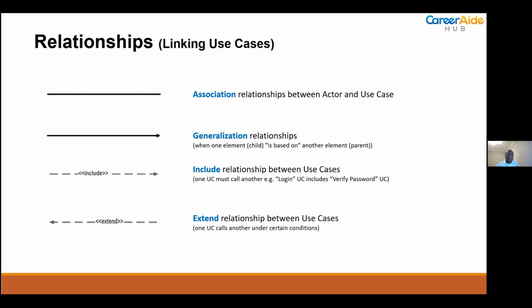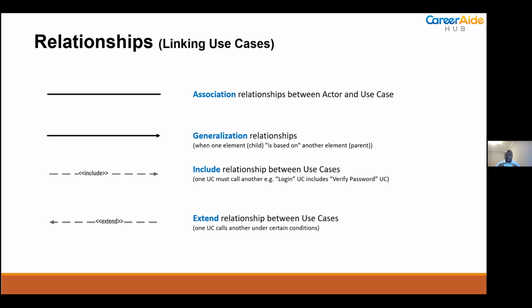And also we have the generalization relationships. So the generalization relationship is like when you have a parent and a child. For instance, you want to make payments. You can make payments using Bitcoin. You can make payments using your credit card. You can make payments using your debit card. So those are types of a broad way of making payments. So to represent those things, you can use the generalization relationship.